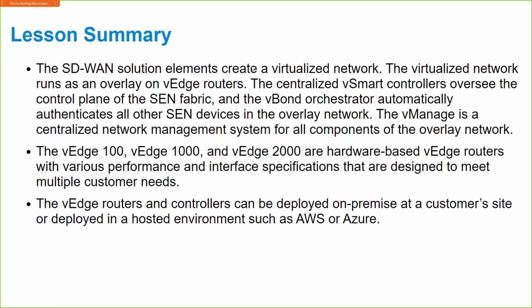In this lesson, we talked about the different SD-WAN solution elements to create the virtualized network. We talked about how the virtualized network runs on an overlay on vEdge network routers or vEdge routers. How the centralized vSmart controllers oversee the control plane of the SD-WAN fabric. The vBond orchestrator authenticates all of the SD-WAN devices in the overlay network, and then vManage is our centralized platform to deploy the configurations and policies.